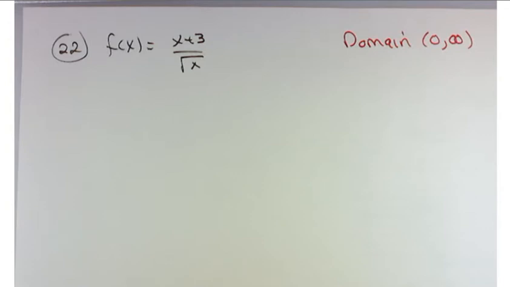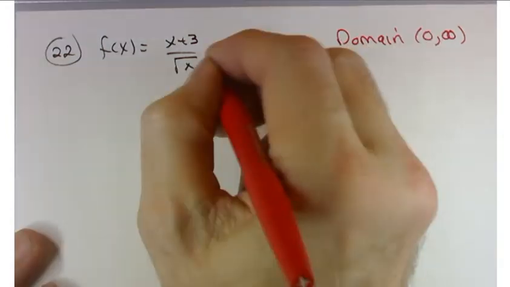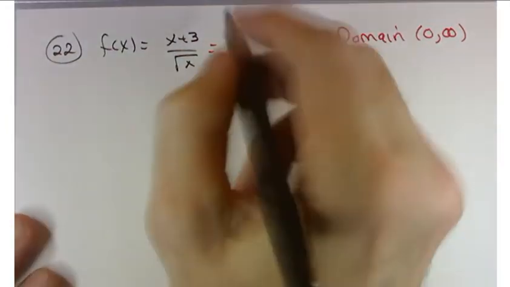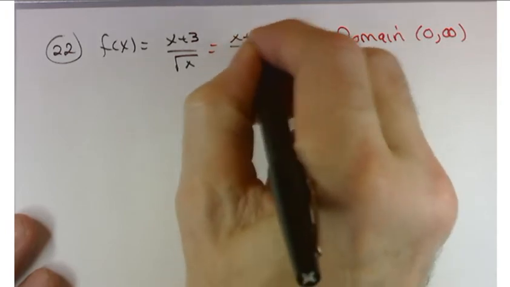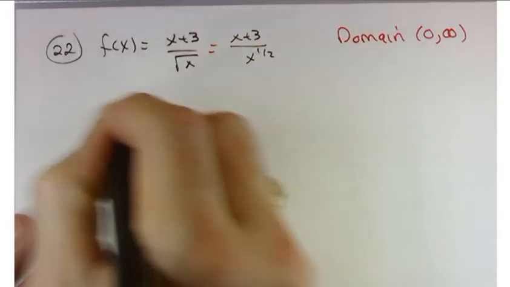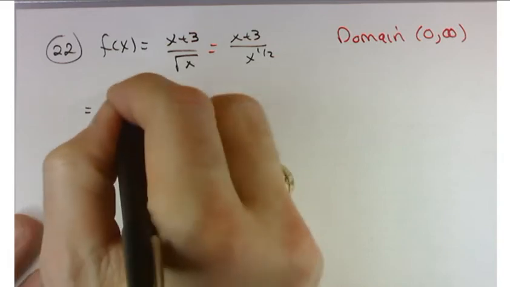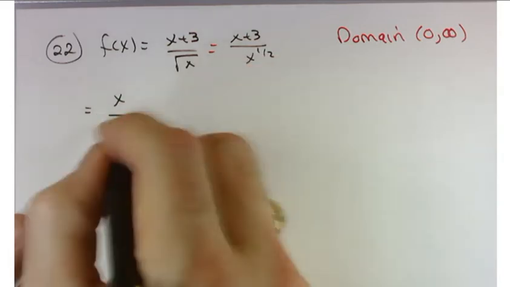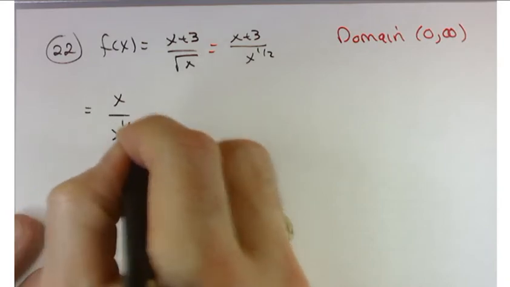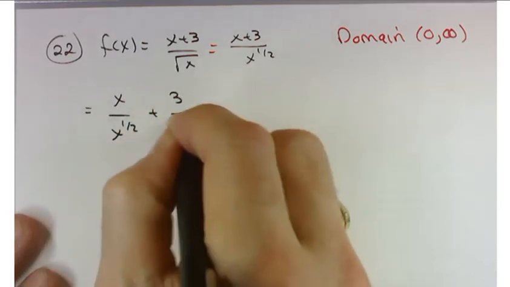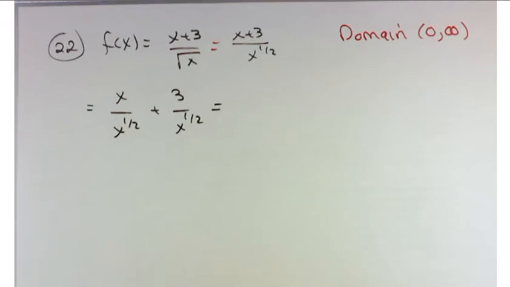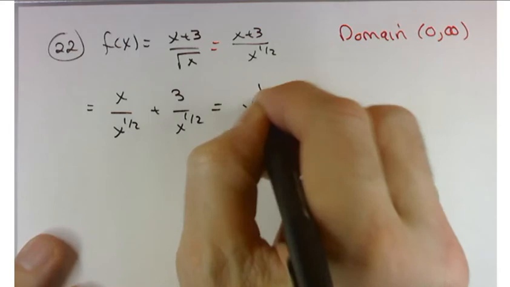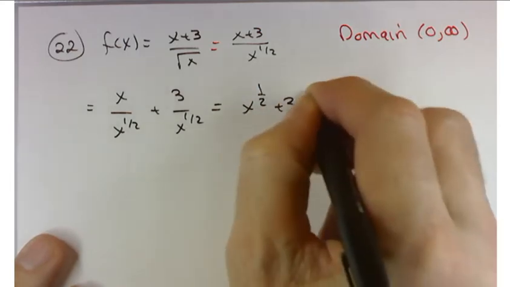Now, as far as playing with this is concerned, I guess the first thing is to think of the denominator as x to the 1/2. And the next thing I'm going to do is divide both terms in the numerator by the term in the denominator, x to the 1/2. For the first of these terms, I have two things with like bases, so I can subtract their exponents. And I'll get x to the 1/2. And for the second one, I'll write that as 3x to the negative 1/2.